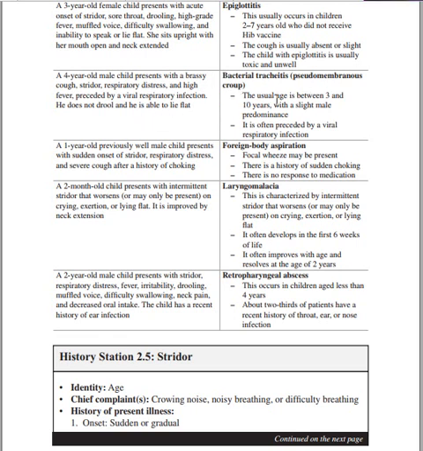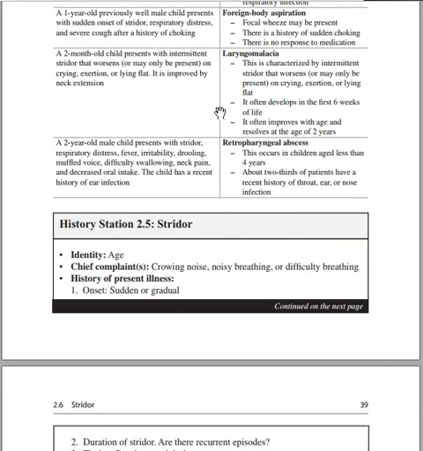So the usual age is between 3 and 10 years with a slight male predominance. It is often preceded by a viral respiratory infection. A 1-year-old previously well male child presents with sudden onset stridor. If you have stridor, respiratory distress, severe cough after an episode of choking, you think of foreign body aspiration. Focal wheezing may be present. There is a history of sudden choking. There is no response to medication.